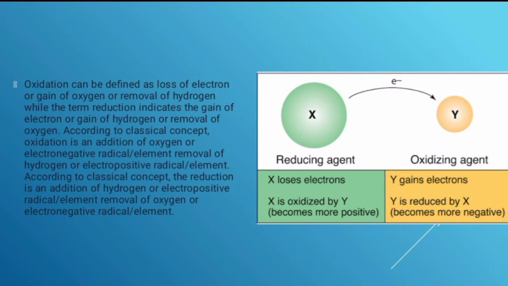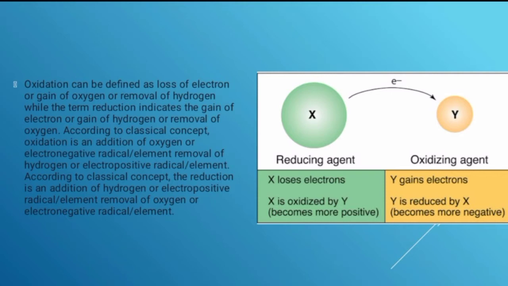According to classical concept, oxidation is an addition of oxygen or electronegative radical/element, removal of hydrogen or electropositive radical/element. According to the classic concept, reduction is an addition of hydrogen or electropositive radical/element and removal of oxygen or electronegative radical/element.